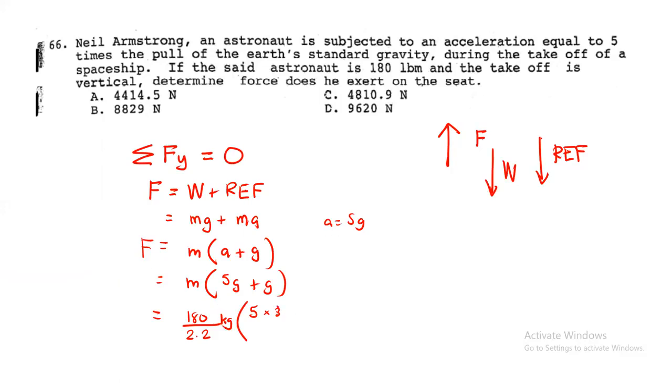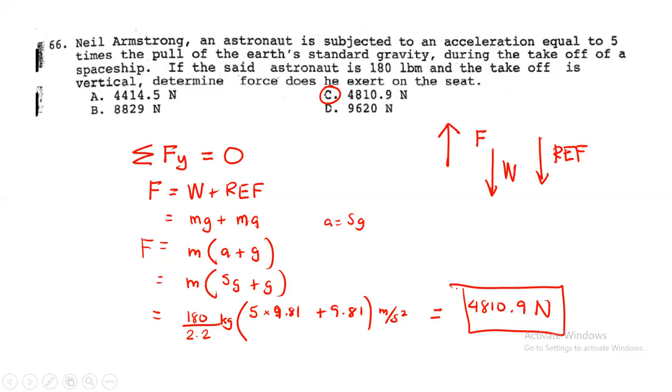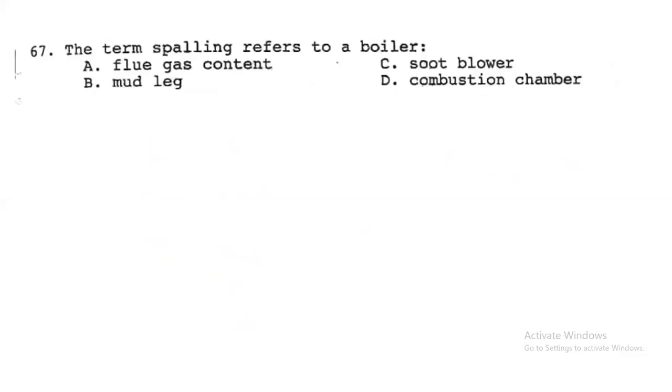So, 5 times 9.81 plus 9.81, meter per second squared. So, ang lalabas dito is in Newton. So, ang sagot, 4810.9 Newton. So, the answer is letter C. So, next, 67. The term spalling refers to a boiler. So, combustion chamber yan, 67.